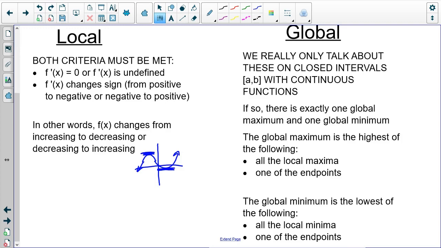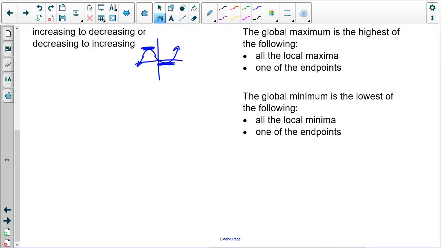Globally, we only talk about it on continuous functions and closed intervals usually. There's exactly one global max and one global min, and it occurs either at an endpoint or one of the local maxes or one of the local mins, depending on whether you're talking about a maximum or a minimum. So that's the places where global max and global mins occur.